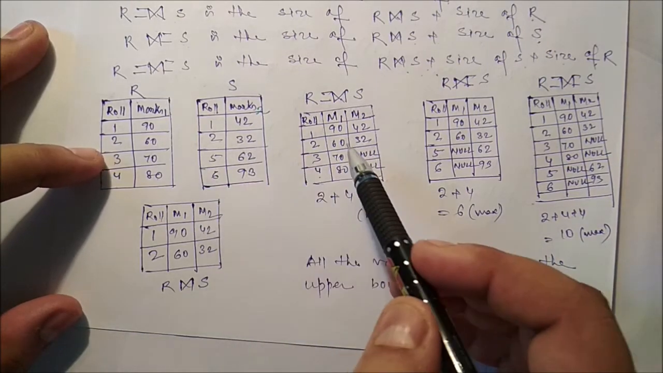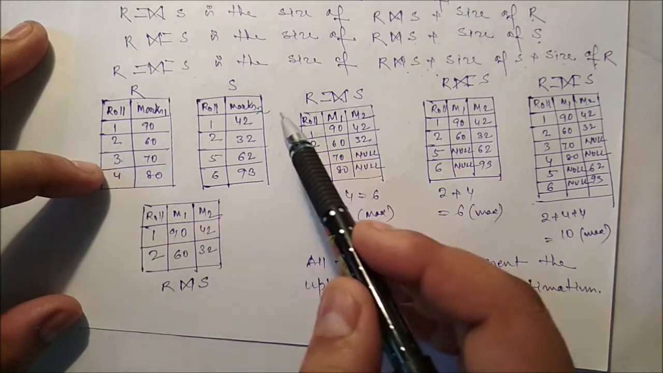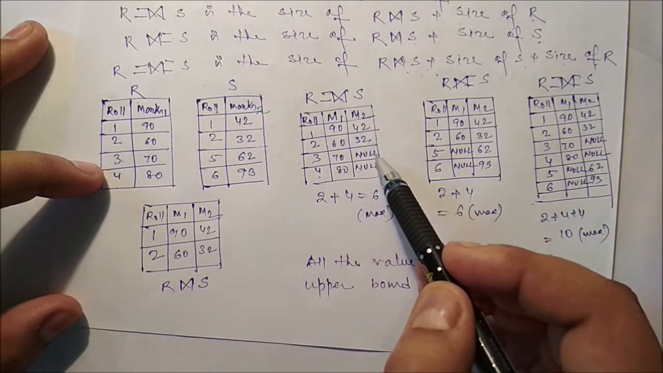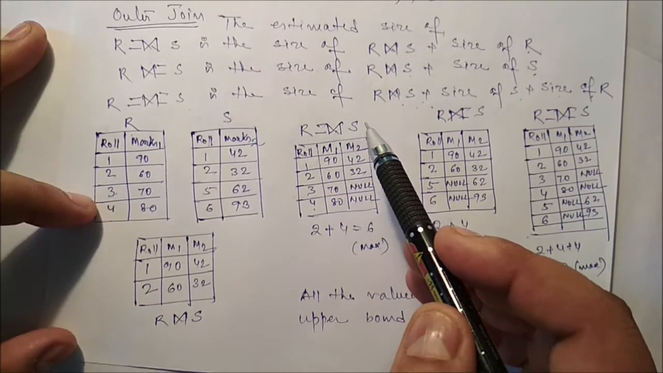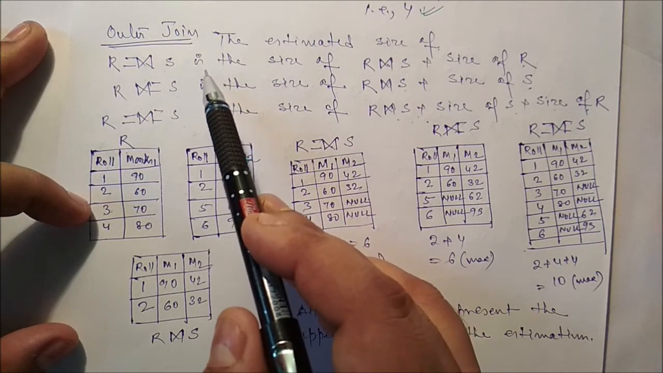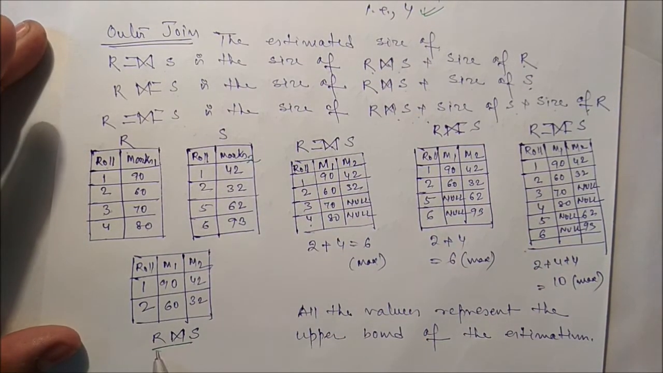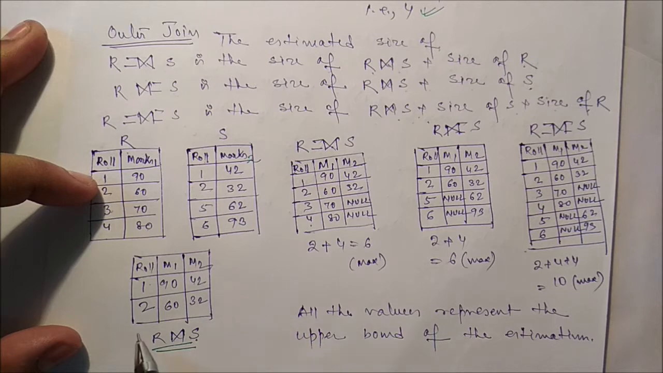And here in this particular left table, the information for roll number 3 and 4, marks 2 is not there. That's why for roll number 3 and 4, in marks 2 we put the null value. So if it is a left outer join, we have seen that the formula is what? The size of the R natural join S. If you apply the natural join here, the output will be what? 1 and 2. Just take the common attribute. Here the size is what? It is 2. So size is 2.